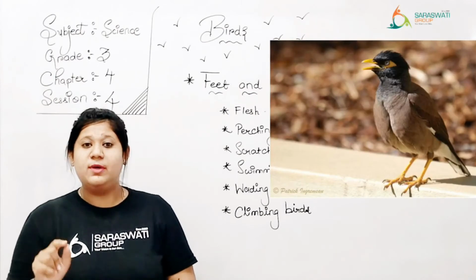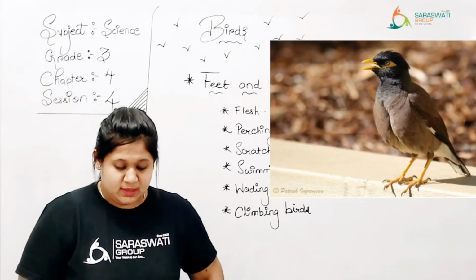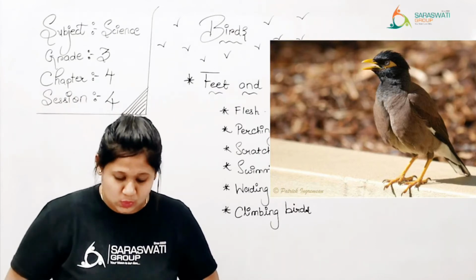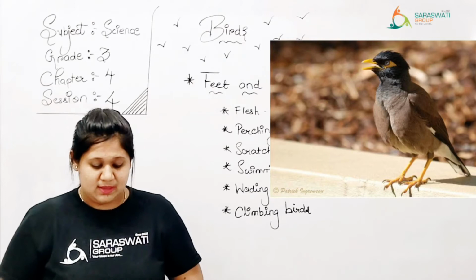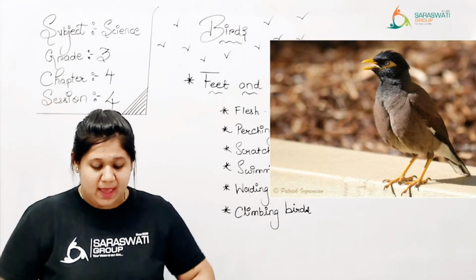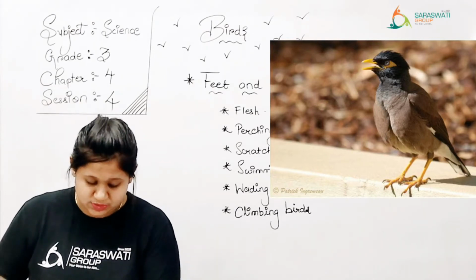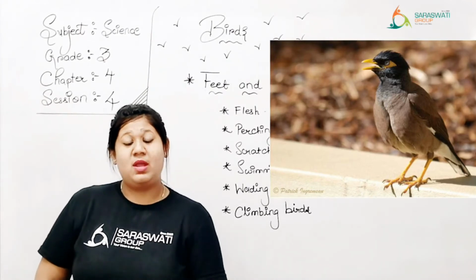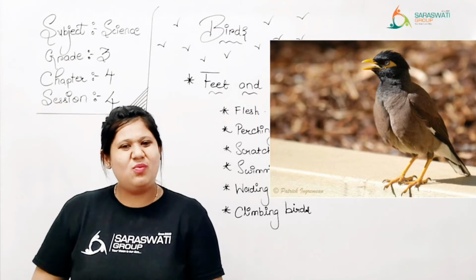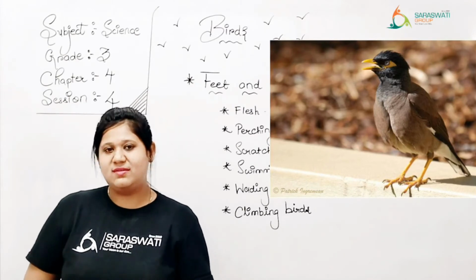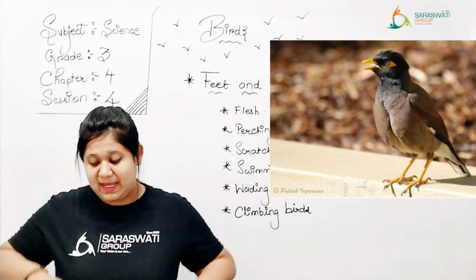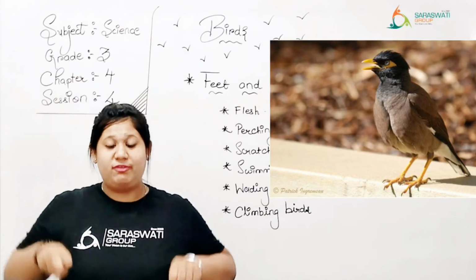Perching birds. Perching birds, right kids? The feet of birds such as crow, sparrow, and myna have three toes in front and one toe in back. Perching, right kids? You know what the meaning of perching is? Sitting of birds on trees by gripping with their feet.